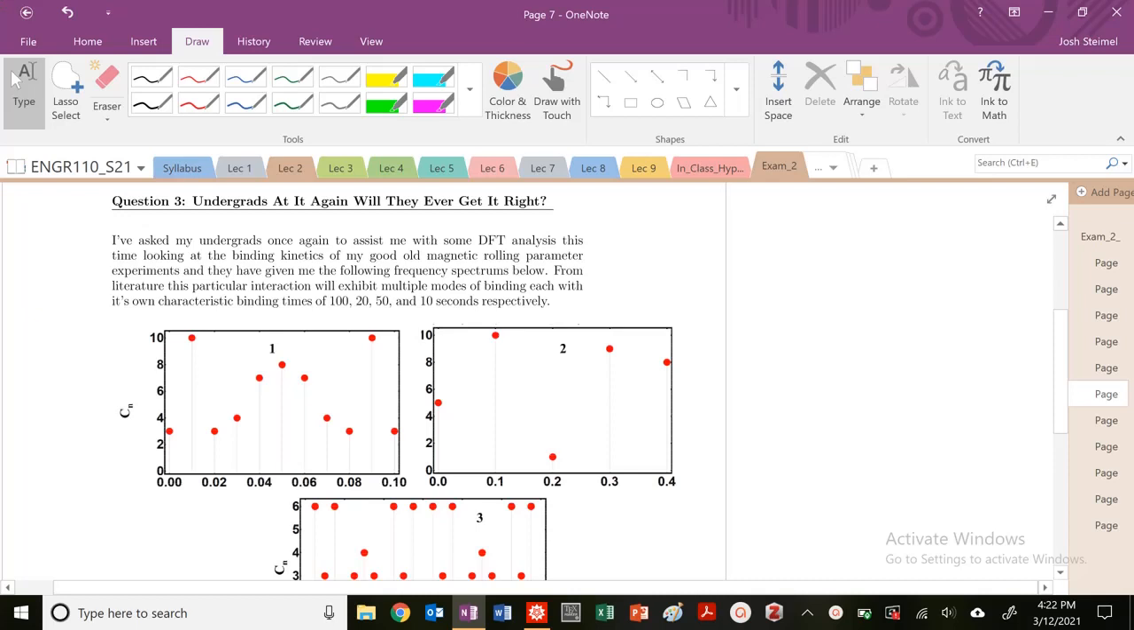And we are on to question three. Undergrads at it again. Will they ever get it right? Maybe this is the exam, or maybe not. We'll see. That's for you to figure out.